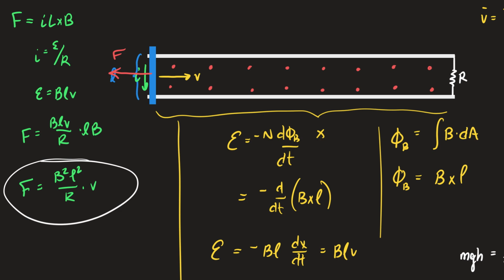Now, for this bar, if there's no external force on the system, if there's nothing to maintain the velocity, then the kinetic energy of the bar is going to slowly be reduced due to this force until there's no energy left. Now, it can be shown, and I don't know that we will do this today, but it can be shown that the total energy dissipated in the resistor will be equal to 1/2 mv squared of the bar.